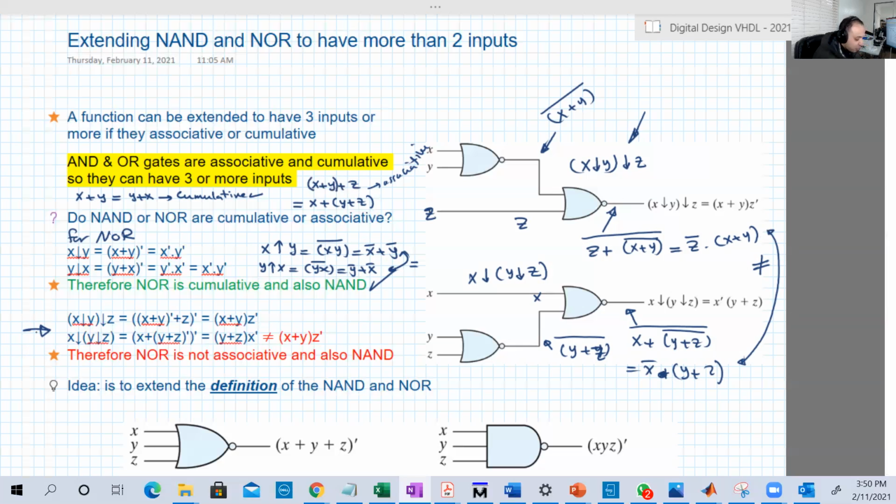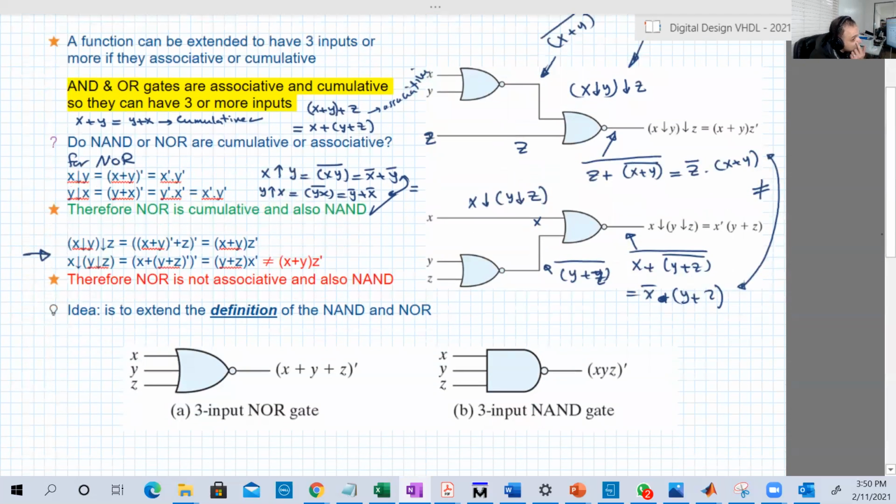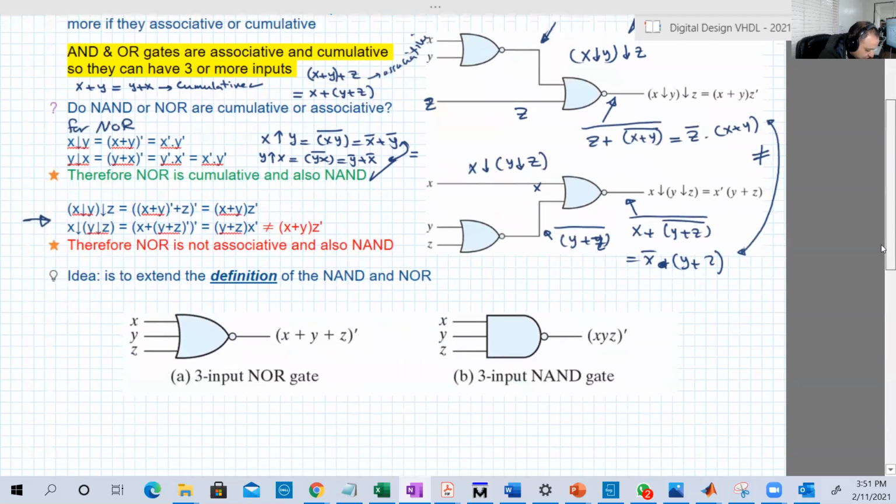So the associative property is not satisfied for NOR, and we can prove the same for NAND. By the current definition, we cannot extend NAND and NOR to have more than three inputs, because the associative property is not satisfied.